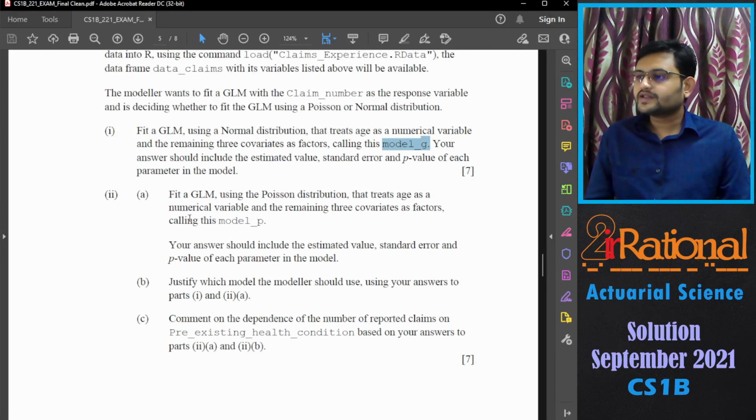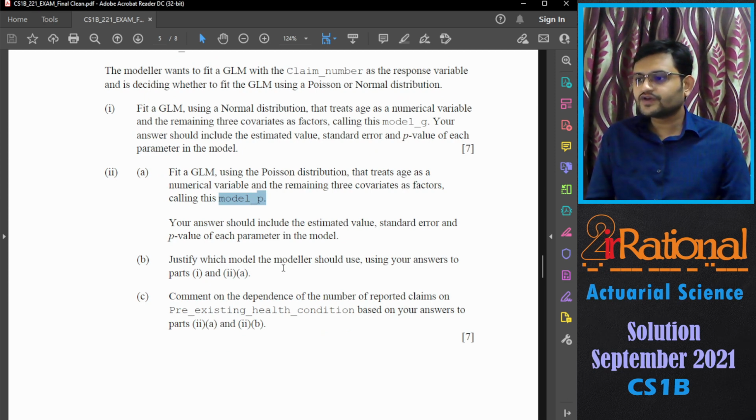For the second part, they are saying fit a GLM using the Poisson distribution that treats age as a numerical variable and the remaining 3 covariates as factors, calling this model_P. So the only thing we have to change is the family, from Gaussian to Poisson. Okay, your answer should include the estimated value, standard error, and p-value of each of these parameters. Again, summary works, no problem, but you can take summary$coefficients as well.